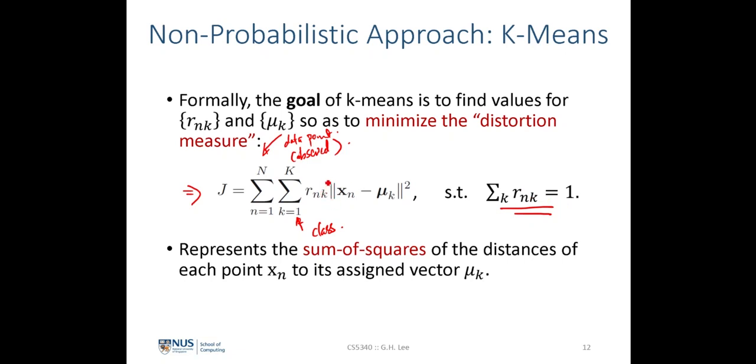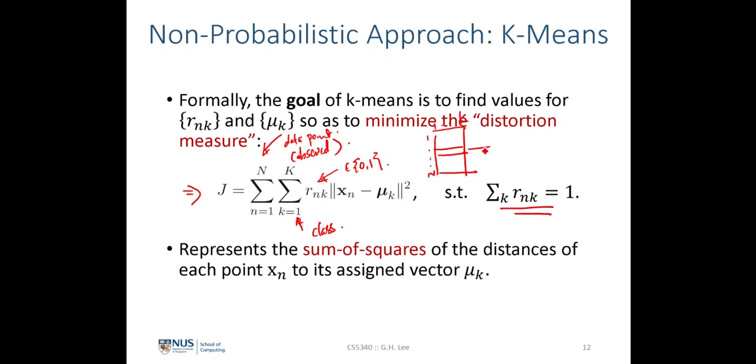And R over here is in the space of 0 and 1. So what this means is that, since I have this constraint, and recall that for this R over here, every single row is indexed by 1 to K, and this is 1 to N.